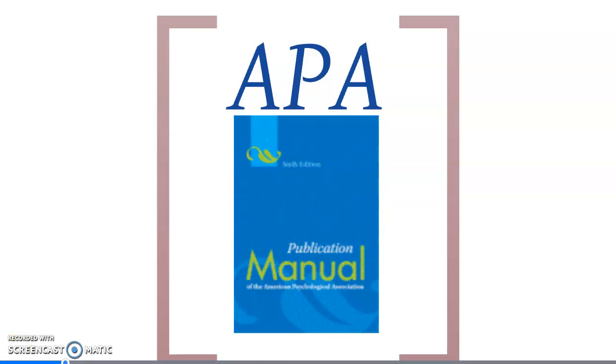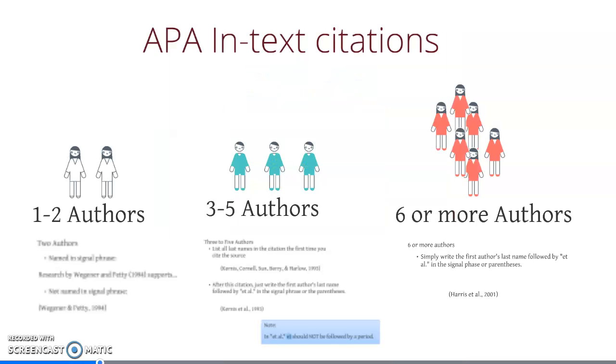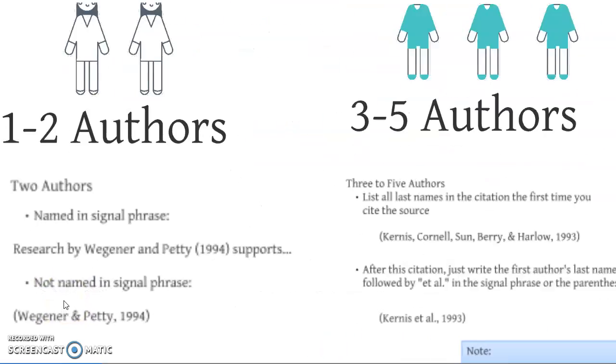One of the quirks of APA is how we deal with in-text citations, or citations within the actual body of your paper. The first thing to note is the number of authors you have for your individual resource. If you have 1 to 2 authors, 3 to 5 authors, or 6 or more authors, that will impact how you format your individual citations.